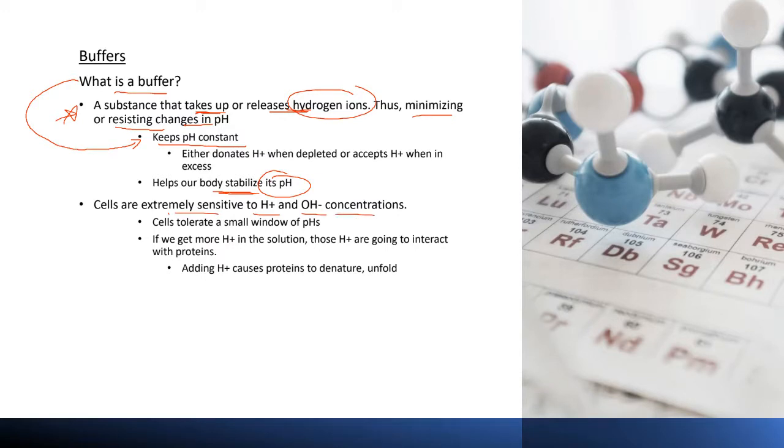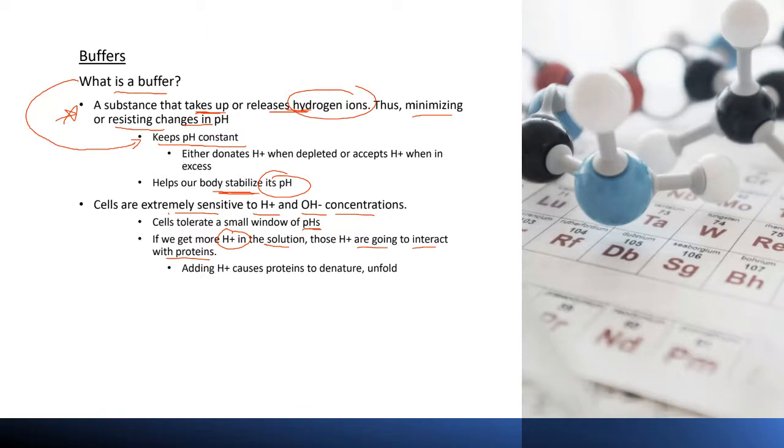Cells tolerate a small window of pHs, like I was telling you before. If we get more hydrogen ions in the solution, those hydrogen ions are going to interact with proteins. And if that happens, what happens to your protein? This is why it's important to have buffers in your body. If your hydrogen ion concentration increases, it can mess up your proteins. And you will see from chapter 3 that proteins are very important. They do a lot of structural stuff in your body. They become enzymes, and enzymes are important for chemical reactions.